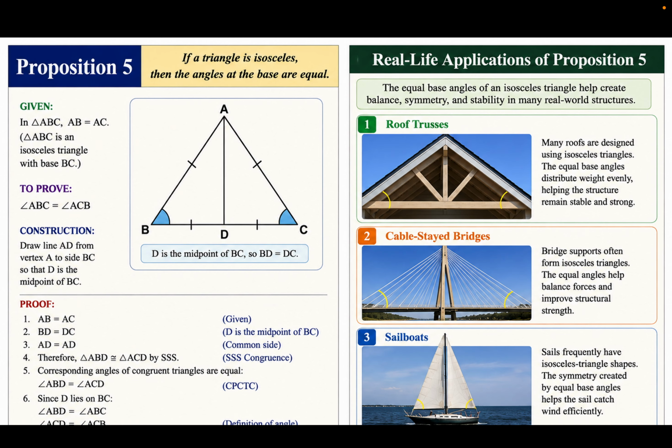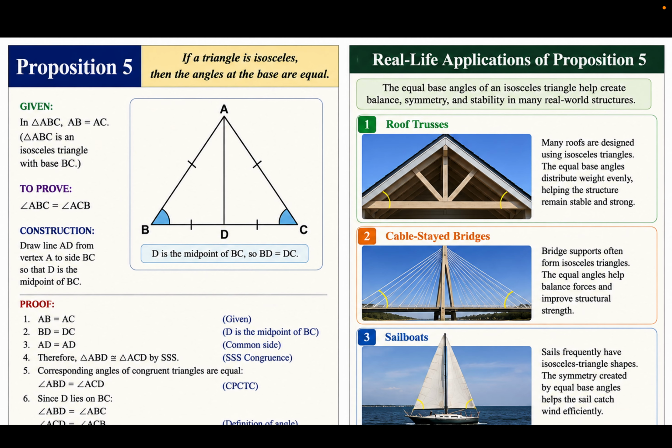Number one is roof trusses. Many roofs use triangular truss designs that form isosceles triangles because the two sides of an isosceles triangle are equal, and the base angles are also equal. This symmetry helps distribute the weight evenly across the roof. On both sides the weight is evenly distributed, and it makes the foundation stronger and stable. So this is the first application of proposition 5 in the real world.